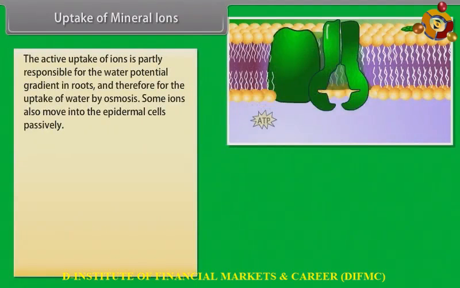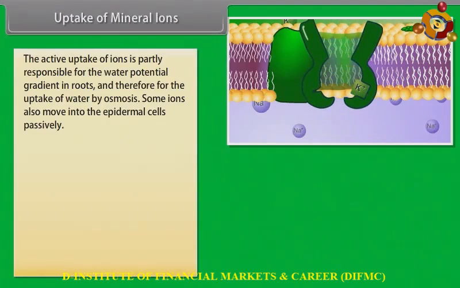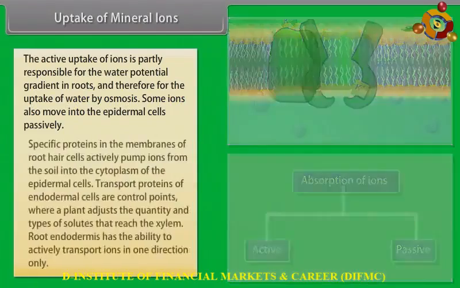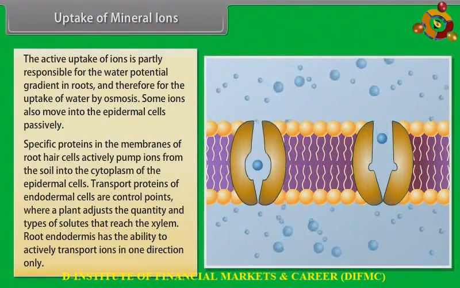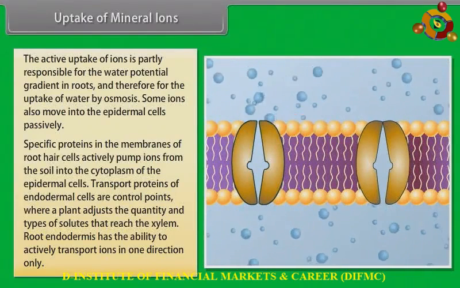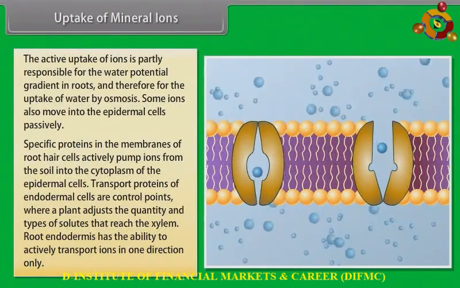The active uptake of ions is partly responsible for the water potential gradient in roots, and therefore for the uptake of water by osmosis. Some ions also move into the epidermal cells passively. Do you know the fact that ions are absorbed from the soil by both passive and active transport? Specific proteins in the membranes of root hair cells actively pump ions from the soil into the cytoplasm of the epidermal cells.